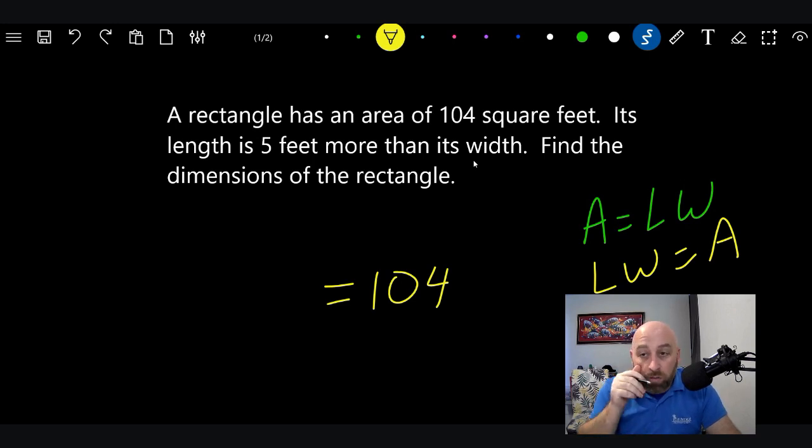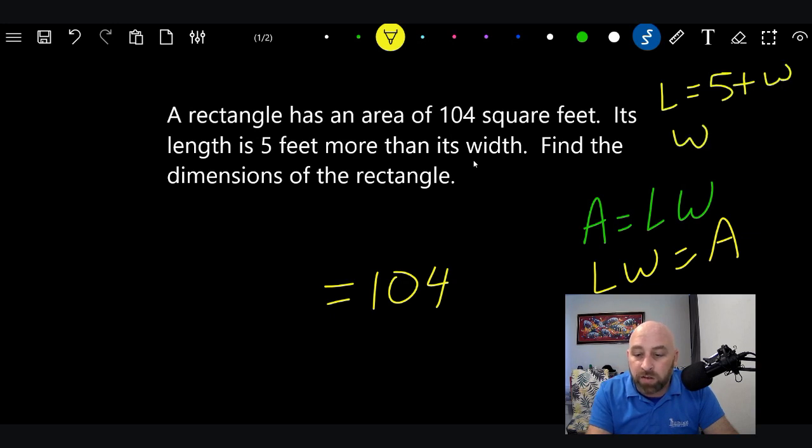Notice it says its length is 5 feet more than its width. One thing we always struggle with is solving equations. Well, we can't have two variables in the equation. We can only have one. So we know that its length is 5 more, so let's say L equals 5 plus W, and then width just equals W. So what did we do? We wrote those both in reference to W. In other words, we got rid of the L.